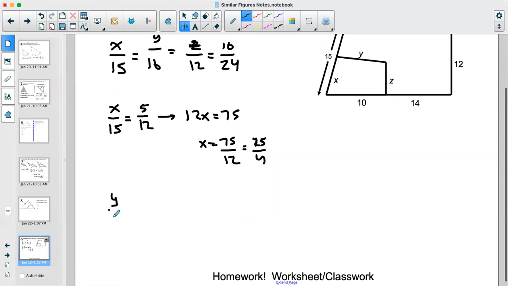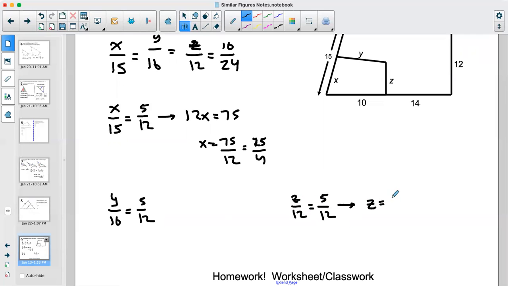And you can just do the same thing for Y and Z. Y over 16 is 5/12, and Z over 12 is 5/12. If this is true, then Z is clearly equal to 5. Something over 12 equals 5/12, so something must be 5. Am I doing this right? I think that's right.